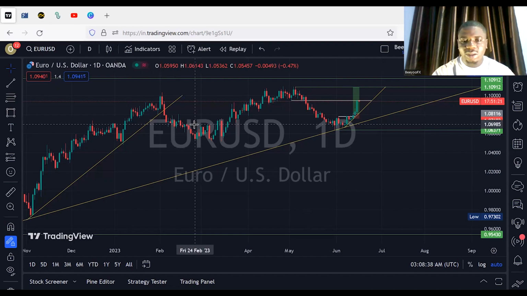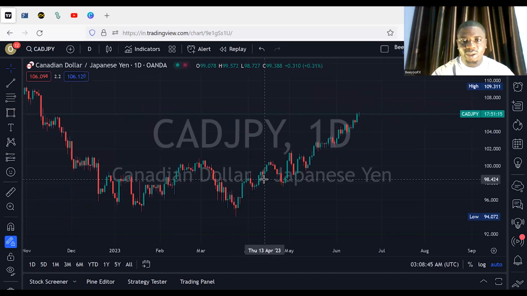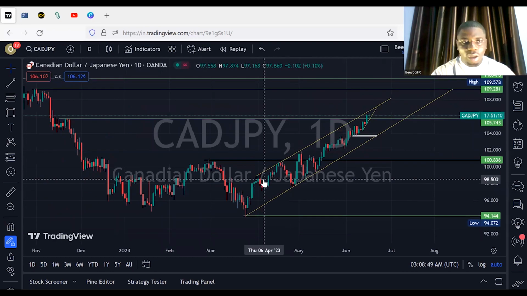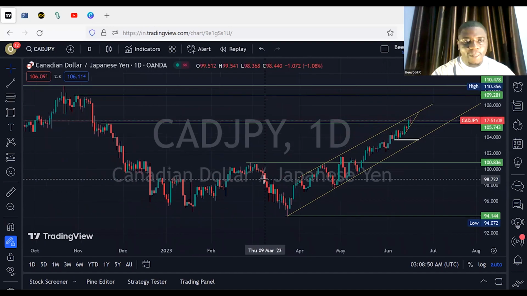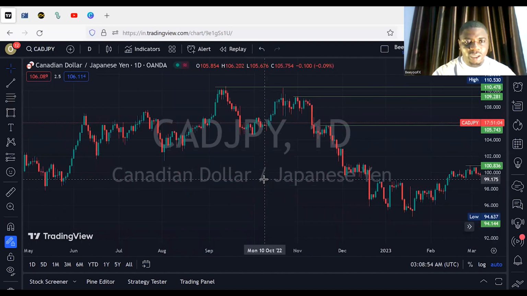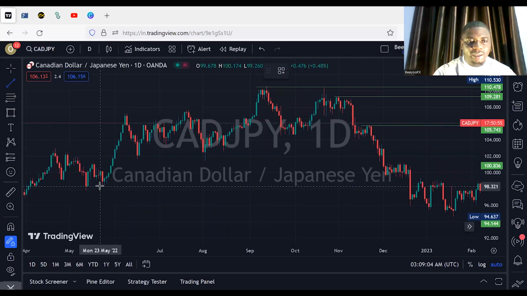Now let's do this on CAD JPY too. Let's see how it works on CAD JPY. So currently CAD JPY is on a bullish trend. Now let's backtest a little bit on CAD JPY and see how it works. Remember, when the market is in a bullish direction, you target the last higher low. When the market is in a bearish direction, you target the what? The last what? Lower high.